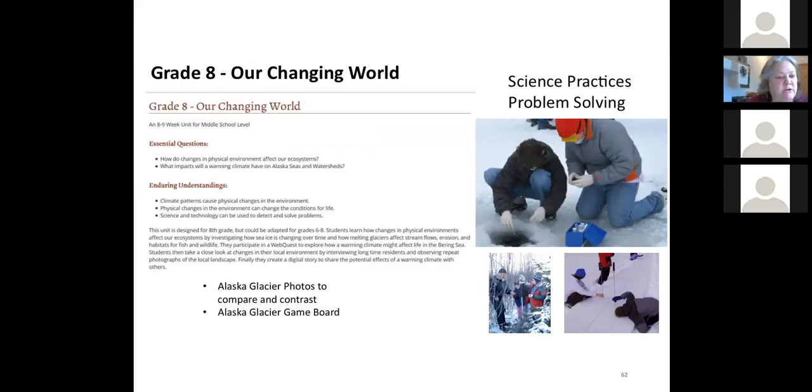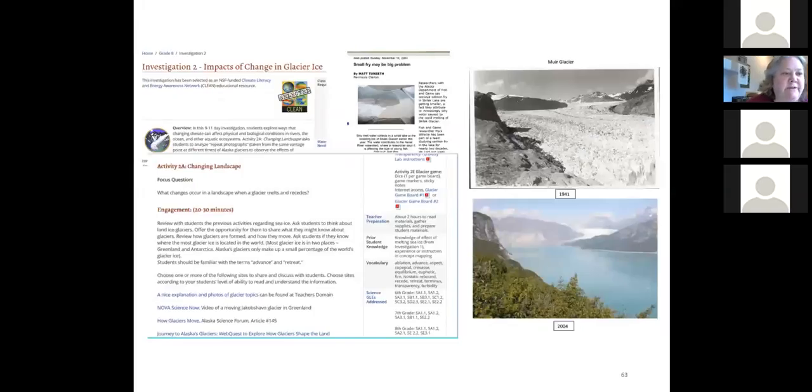One of the most useful activities in this particular unit has to do with exploring glaciers and the changes that we're seeing with glacial retreats. And let's go to the next slide, because that has... So in investigation 2, the impacts of changing glacier ice, there's a lot of really great resources in this particular lesson. It has students looking at the changes in the physical environment, like the receding glaciers. There's an excellent resource to the right there.